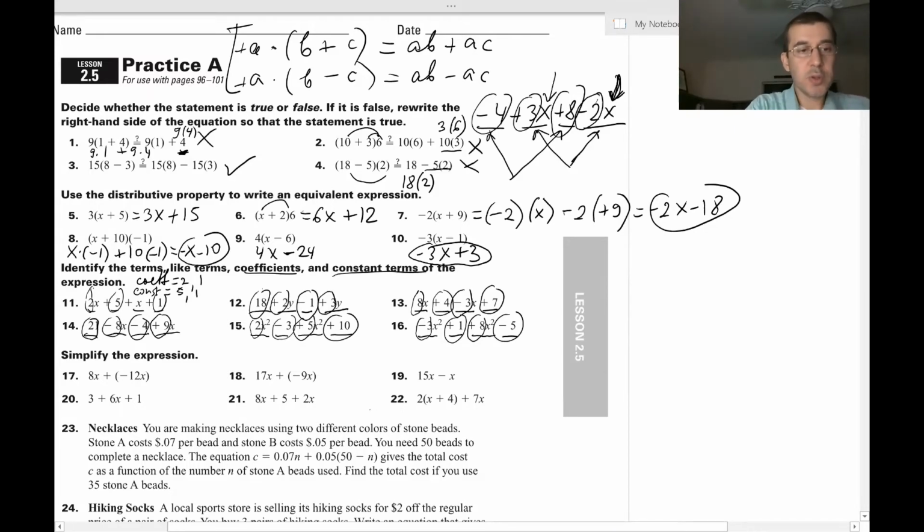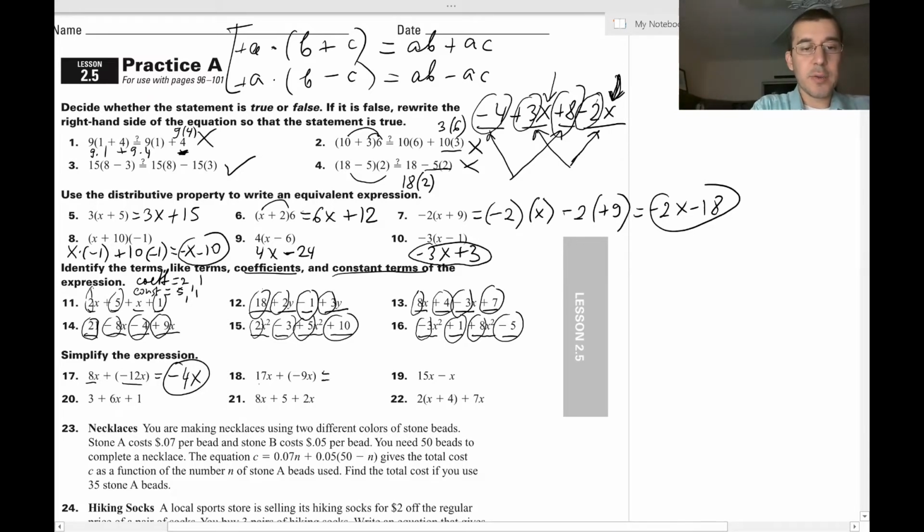17 through 22, simplify the expression. Here we have 8x plus minus 12x. We are adding up two like terms. Which one is greater, 12 or 8? 12 is greater, so we have minus, and then 12 minus 8 is 4x. So minus 4x is the answer.